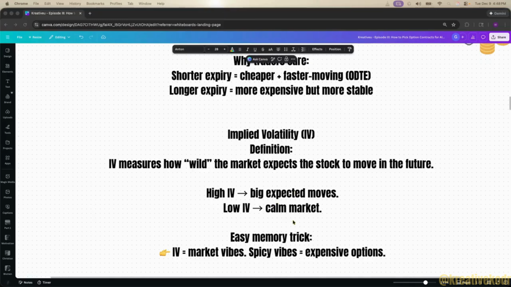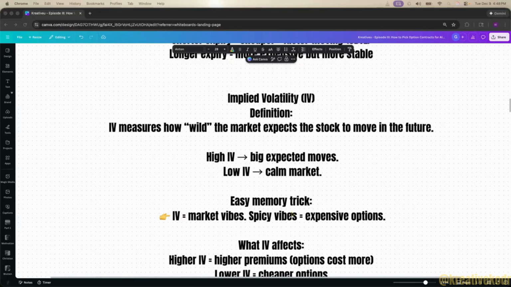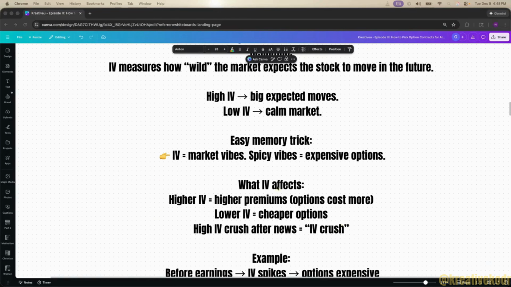With low IV, we expect calm markets, super calm moves, right? An easy memory trick: IV is market vibes, and spicy vibes equal expensive options. That's funny. All right, what it affects.